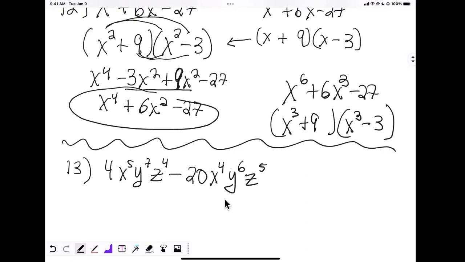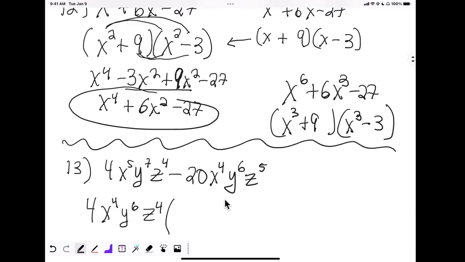So if I go to 4 and 20, what can I factor out? I can factor out a 4. And then I'm going to go to my x's. I have x to the fifth and x to the fourth. You always factor out the smallest exponent. So x to the fourth. Then I go to my y's. Y to the seventh, y to the sixth. 6 is smaller. Y to the 6. Then I go to my z's. Z to the fourth, z to the fifth. That would be z to the fourth. That's what I'm factoring out.